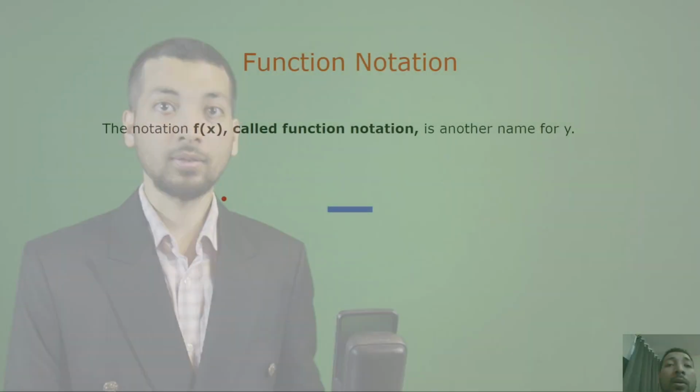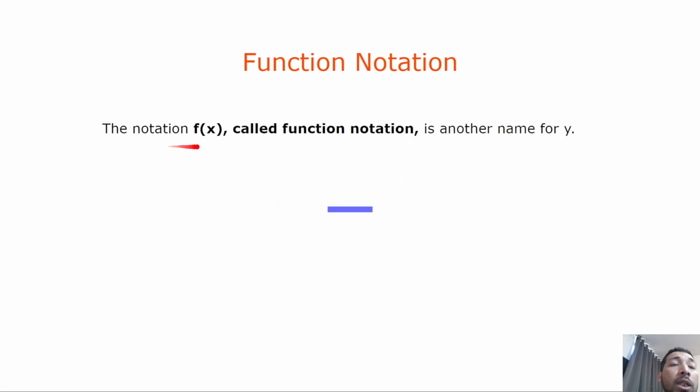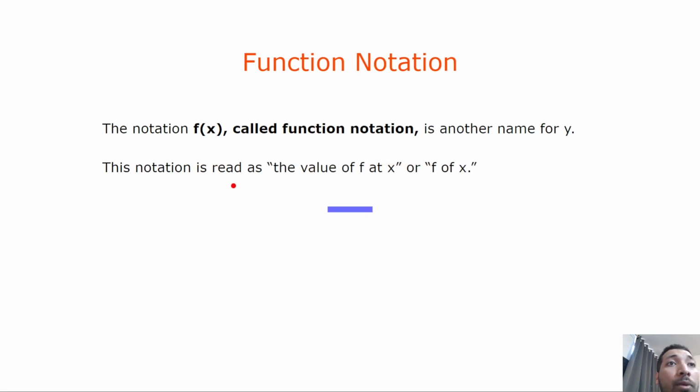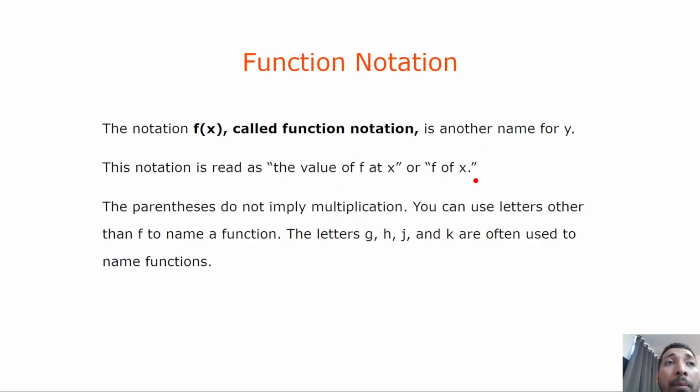In this video, we are delving into function notation. For the function, most of the times we use the notation f of x, also called the function notation. And this is another name for y. This notation is read as the value of f at x, or f of x. The parentheses over here do not imply multiplication, so do not get confused with this notation.